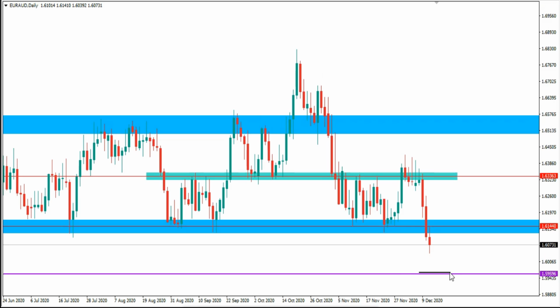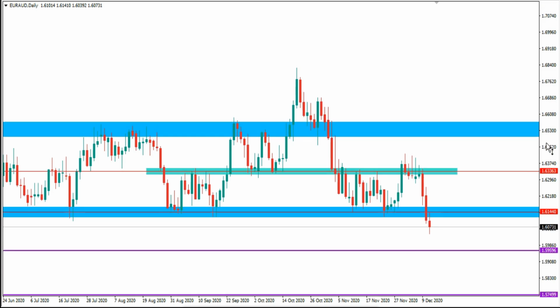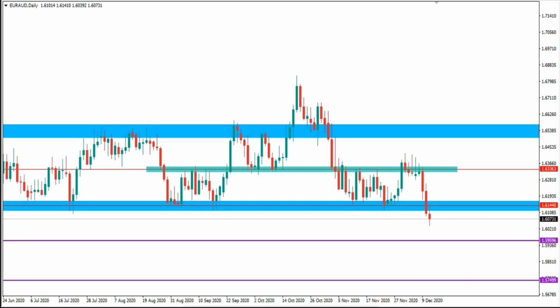That's the 59.59 level. So if we are going to see a daily close below that level, then we'll be taking another short trade to the overall weekly target at 57.49 over the next few weeks. So that's all on EurAud.